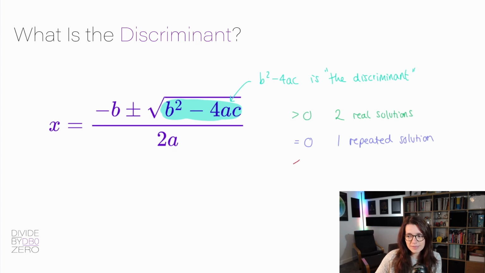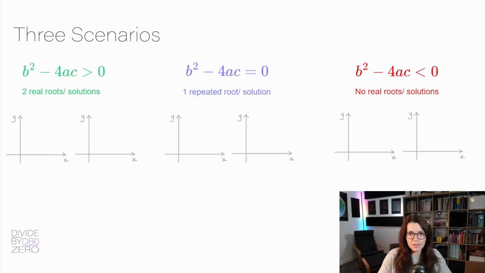And then if the bit under the square root is less than 0, if you try to put that in your calculator, that's when you're going to get a math error. And that's because we can't square root a negative number. Therefore, there's going to be no real solutions. Let's explore these three scenarios a bit further.